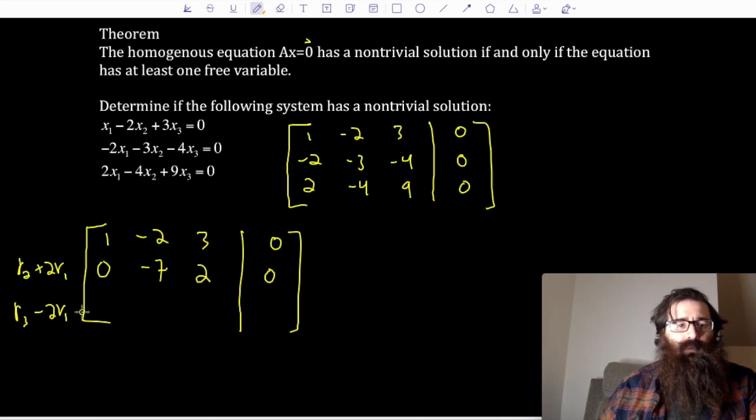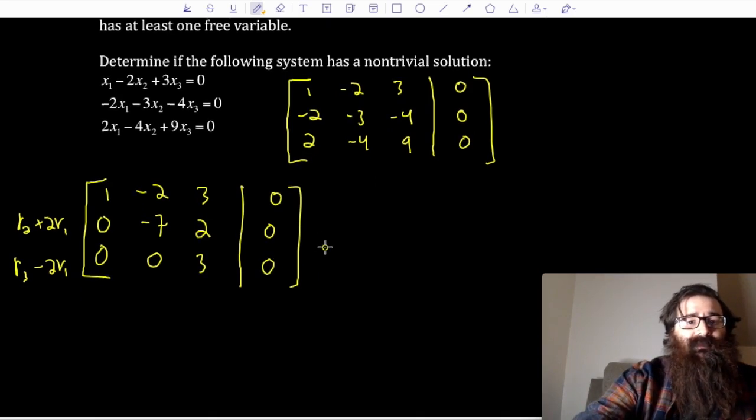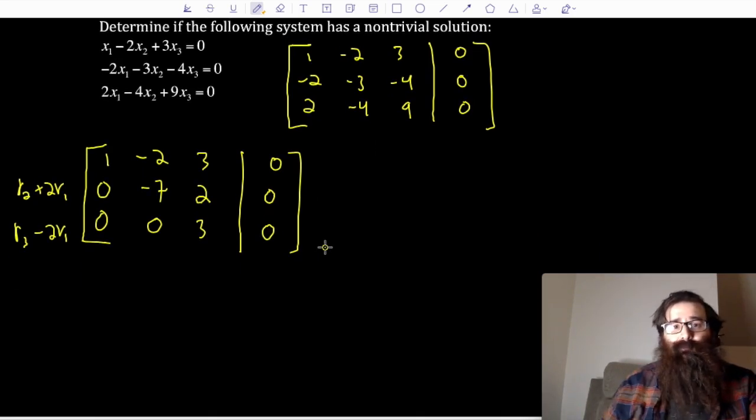So now replacing row 3 with row 3 minus 2 times row 1. 2 minus 2 times 1 gives me that 0 that I wanted. Negative 4 minus 2 times negative 2, so that's negative 4 plus 4 gives me 0. And 9 minus 2 times 3, that's 9 minus 6 gives me 3. And then as promised, 0 minus 2 times 0 preserves my 0 there. And this looks like it's going to simplify pretty soon for us.